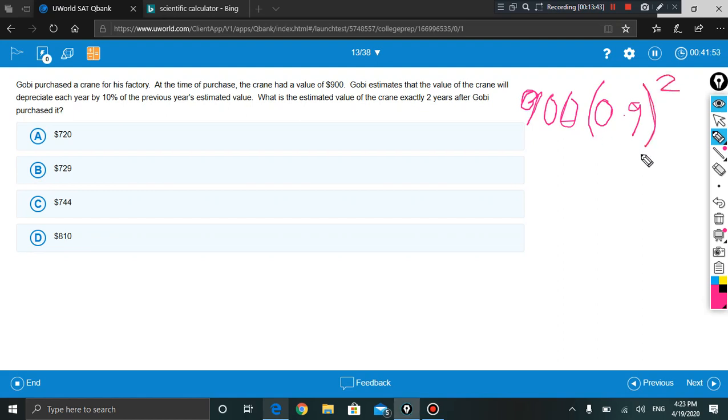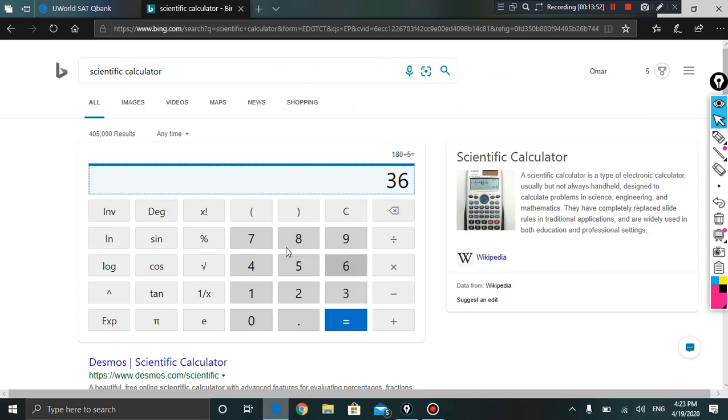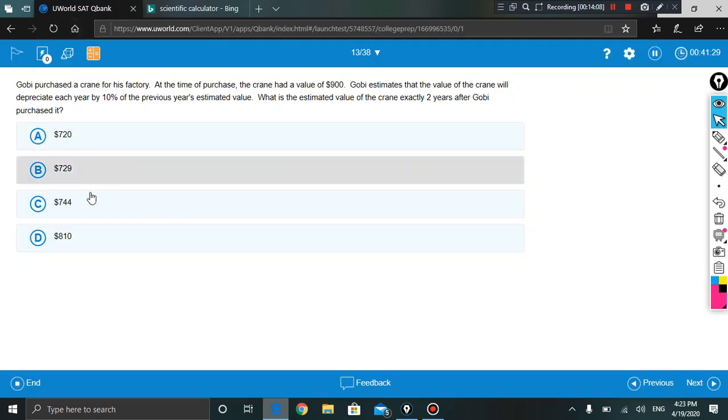So let's calculate this in the calculator quickly. So again, 900 times 0.9 all to the power of 2, exactly after 2 years. 729 is the answer. 729. Next question.